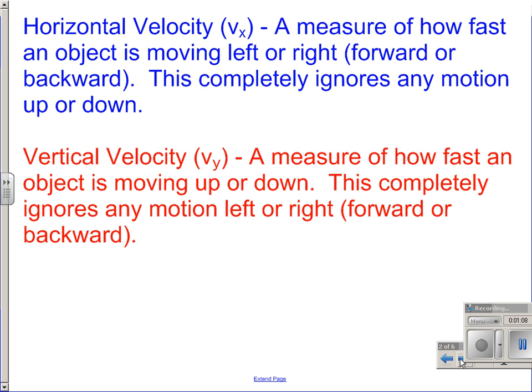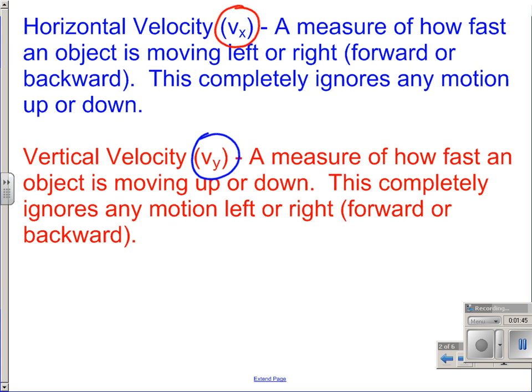Horizontal velocity, we're going to use the symbol Vx to measure horizontal velocity, is simply a measure of how fast an object is moving to the left or the right, or maybe forwards or backwards, or east or west, or whatever. And it completely ignores any motion up or down, or north or south, or whatever. Okay, and vertical velocity, what we're going to call Vy, is the opposite. That's a measure of how fast the object is moving up or down, or north or south, and it completely ignores any motion left or right, forwards or backwards, or east or west.